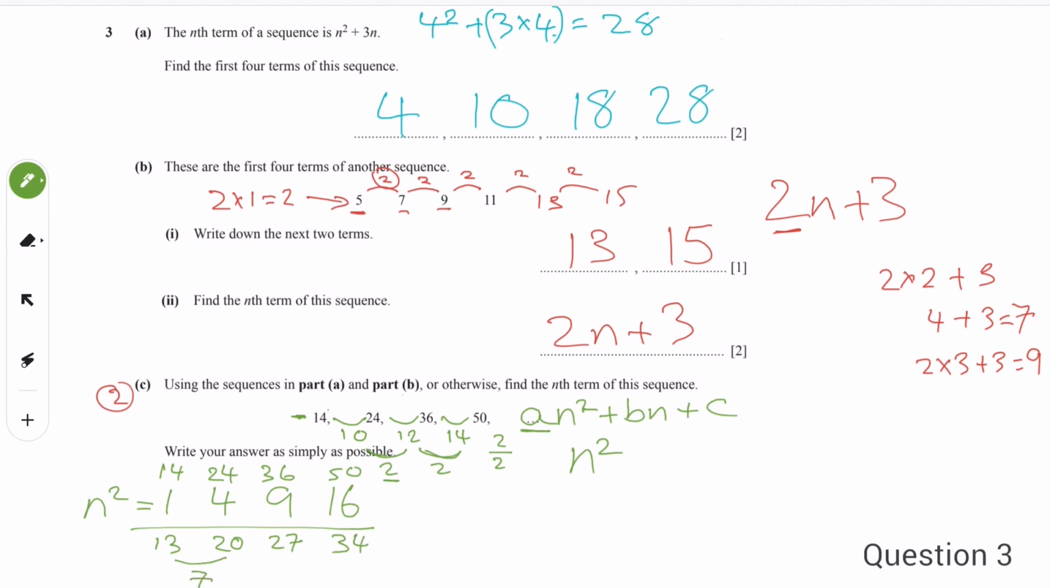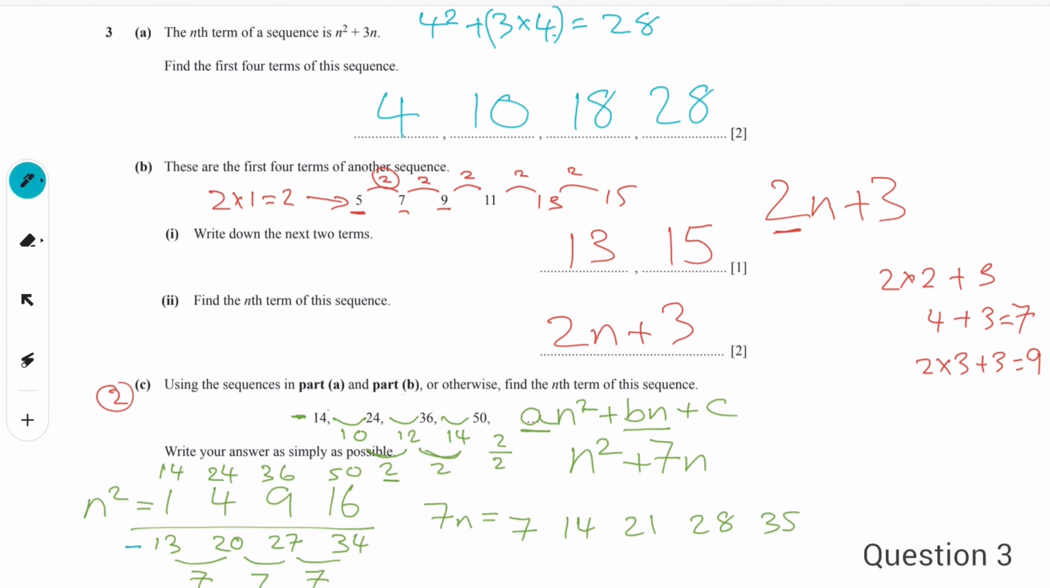I can see that this is 7, this is 7, and this is 7 here. So my next number in the sequence, this here, is going to be 7 lots of n. Okay? So we're going to work out what 7n is. So 7n, the sequence would be 7, 14, basically the 7 times table, 21, 28, 35. Okay, carry on and carry on.